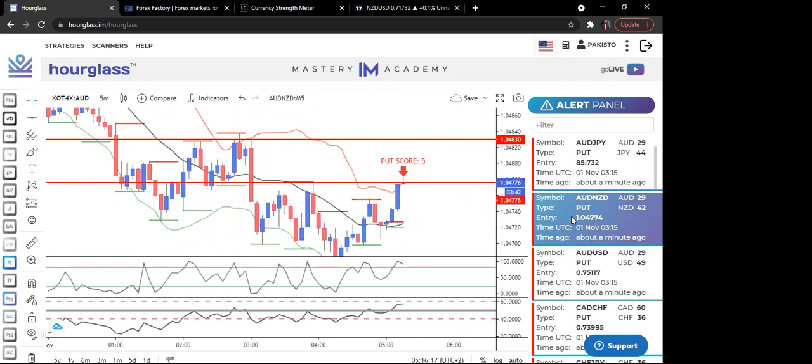So let's just see how it's going to play out. Might just need more time, but I'm still confident it's going to continue pushing to the downside. There we go. We are in deep profits, ladies and gentlemen. Look at that massive push, guys.